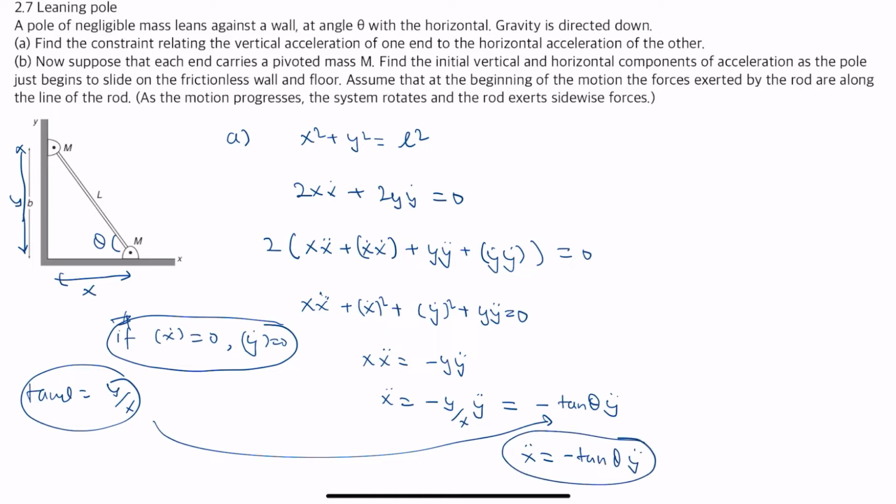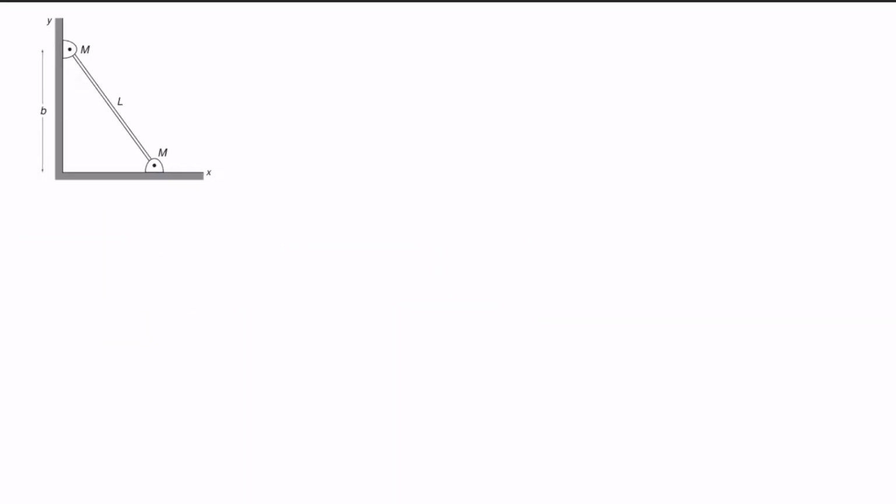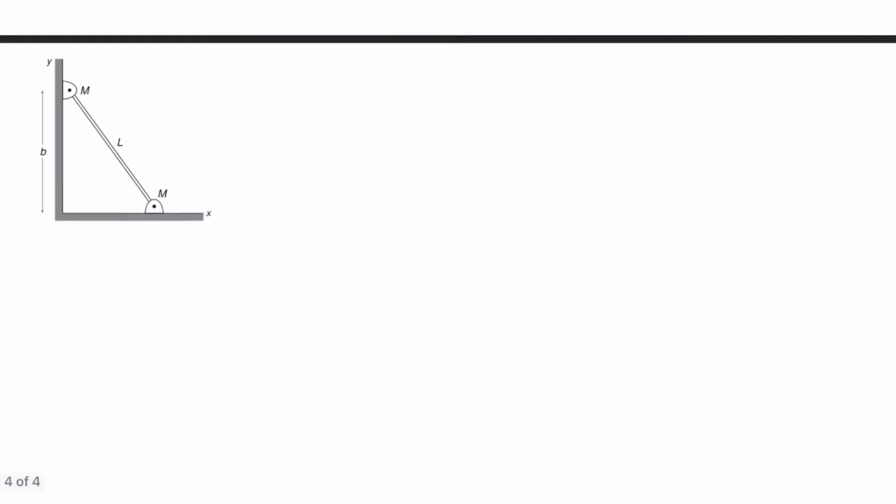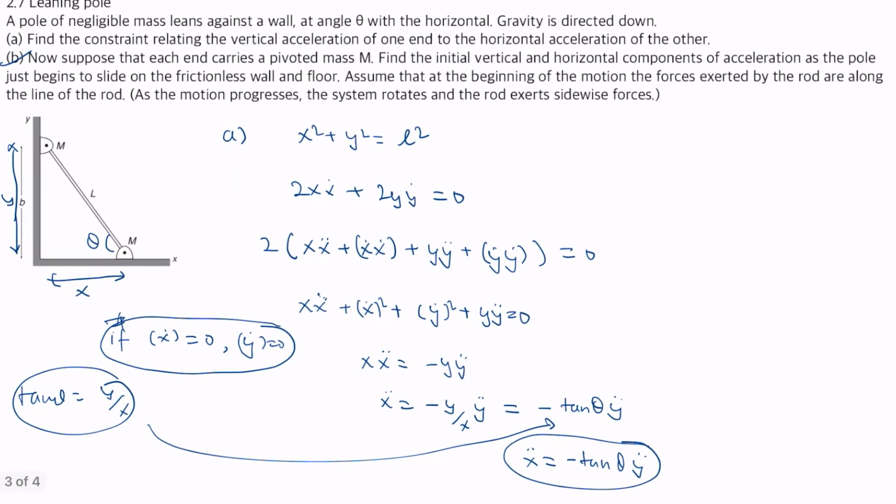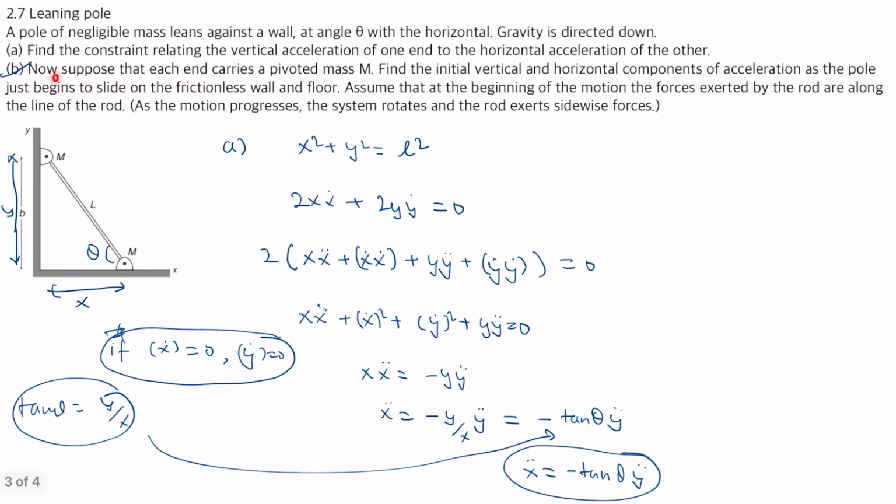Okay, now I'll move to the second part of the problem. For that, I need to clear off the page here. Now suppose that each end of the rod has a particle of mass m, and I need to find the initial vertical and horizontal components of acceleration as the rod begins to slide on the frictionless wall and floor. Assume at the beginning of the motion, the force exerted by the rod is along the line only.